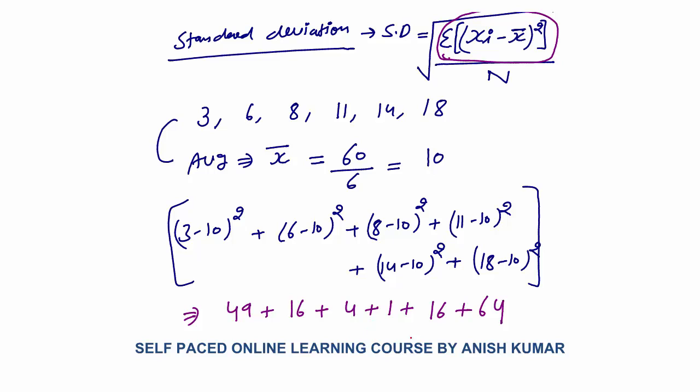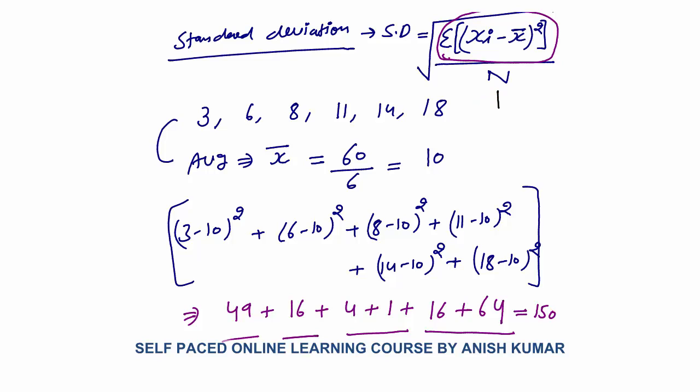If you add this, it is equal to 16 plus 64, 80, 80 plus 5, 85, 85 plus 16, this will give you 101, and plus 49, this is equal to 150. So this is equal to 150.